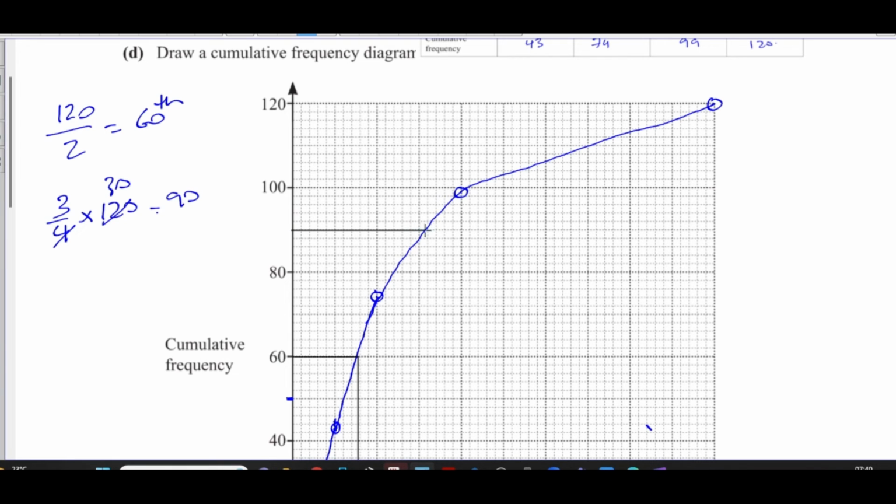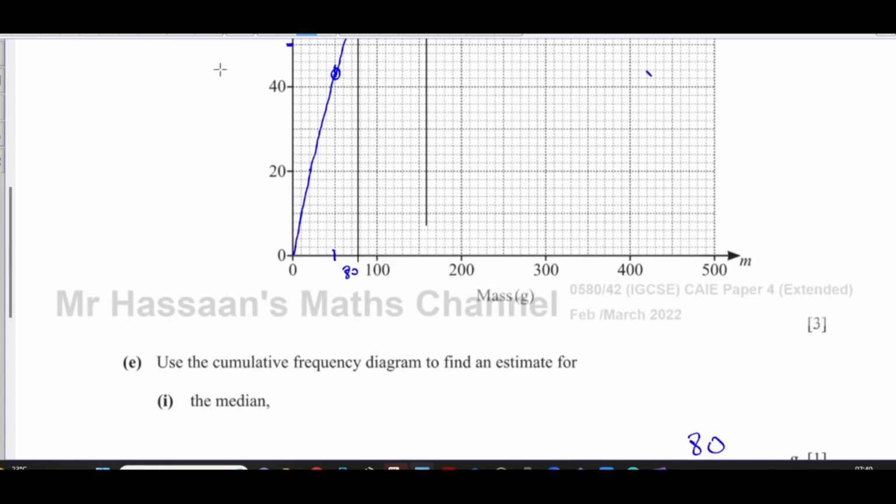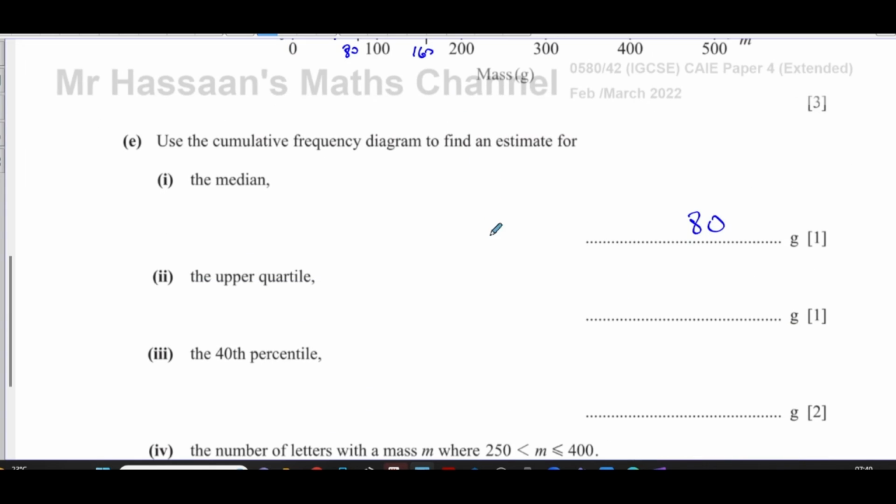It hits the curve around that point there. So we draw that line straight down from there until it hits the axis. So you're going to do this with a ruler. So that gives you 100, that's 150. So that's 160, 70, yeah, 160. So that's the upper quartile, 160. Okay, 160 grams. All right, let me just put that neater.